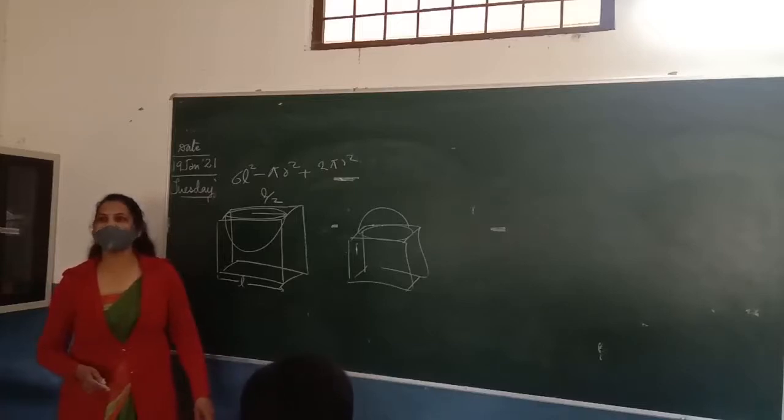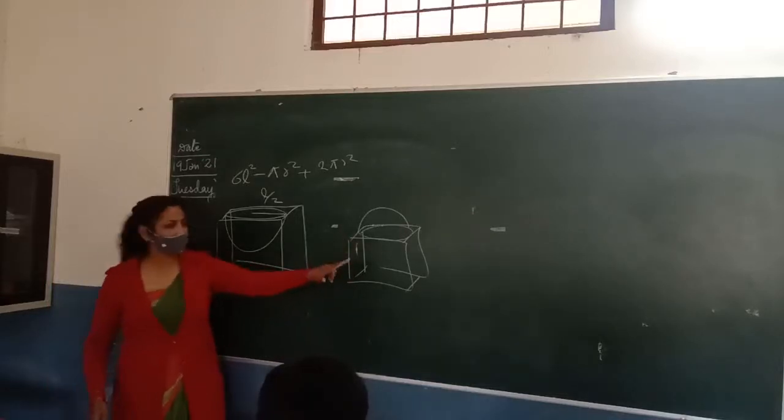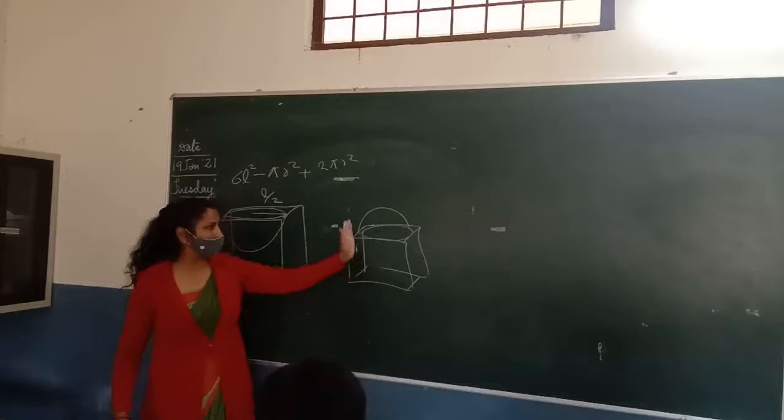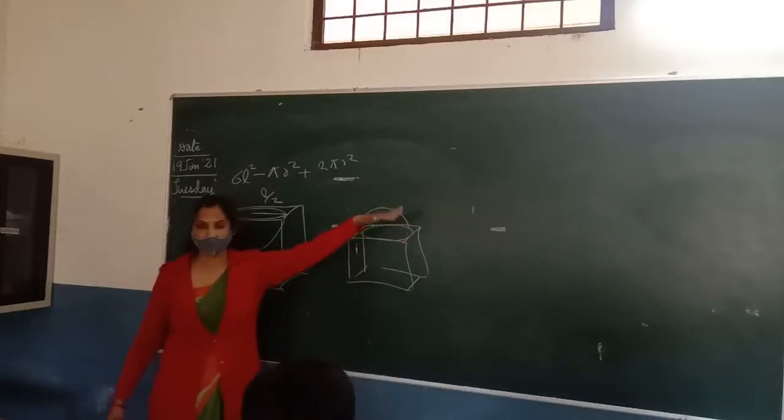So what is the area of the circle? Pi r square. Pi r square is the area of the circle. So first of all we will subtract the area of the circle from this 6a square, and then we will add the area of this hemisphere, the curved surface of the hemisphere, that is 2 pi r square.